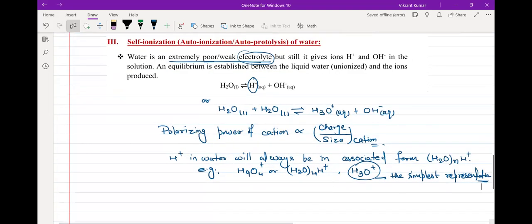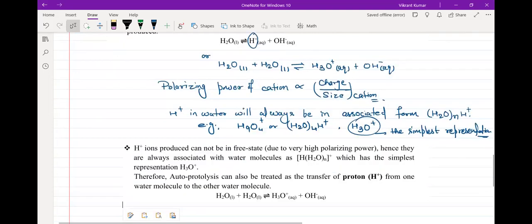The point was, like I told you, H plus ions will never be in a free state. That's why we are writing it in this form. So I'm writing that point: due to very high polarizing power, I told you. So I told you that there are 4 water molecules associated with H plus. The simplest representation is H3O plus, and that's why we can also write it like this.